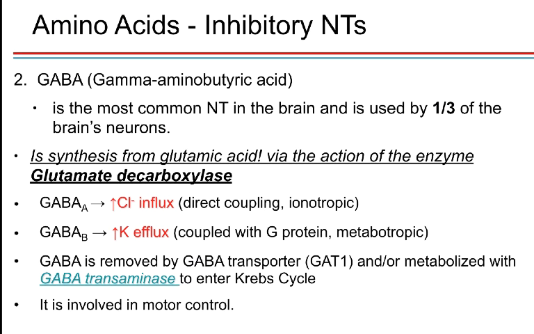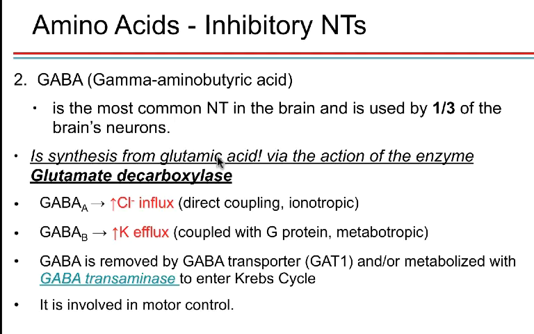The next and probably even more important inhibitory amino acid is GABA. GABA stands for gamma-aminobutyric acid. It's the most common neurotransmitter in the brain. The interesting point about GABA is that it is made from glutamic acid. Remember, glutamic acid is an excitatory neurotransmitter. This glutamic acid can turn into GABA itself. The enzyme that turns glutamic acid to GABA is called glutamate decarboxylase.